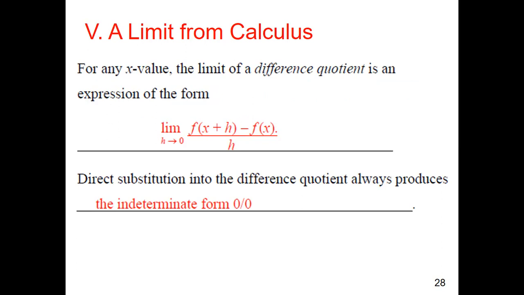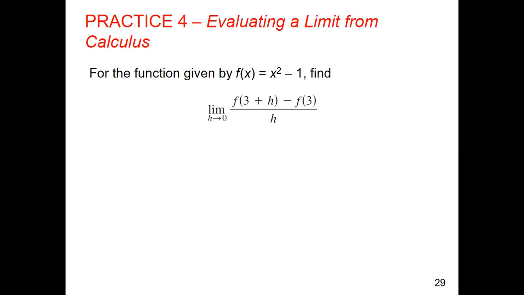If you do direct substitution into the difference quotient without simplifying, it's always going to produce an indeterminate form. You have to go through and simplify. Otherwise, you're always going to get indeterminate form, and you'll think it didn't work, it doesn't exist. No, you just didn't simplify. So you need to go through and simplify.